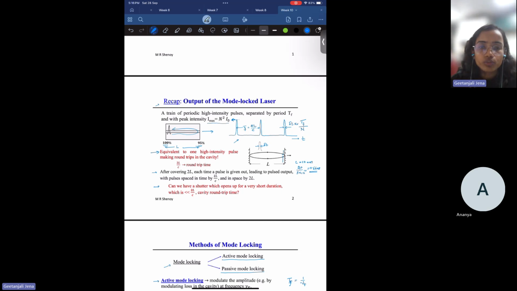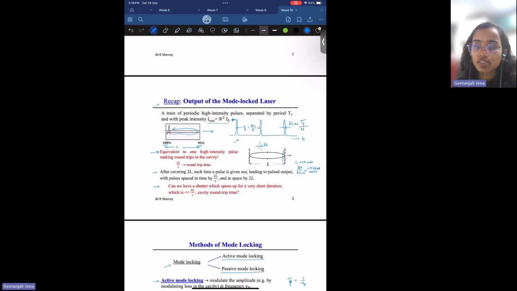If not, let us move to our next part. This is the final part of week 10. After this, we'll solve a few problems, some additional problems related to week 9.